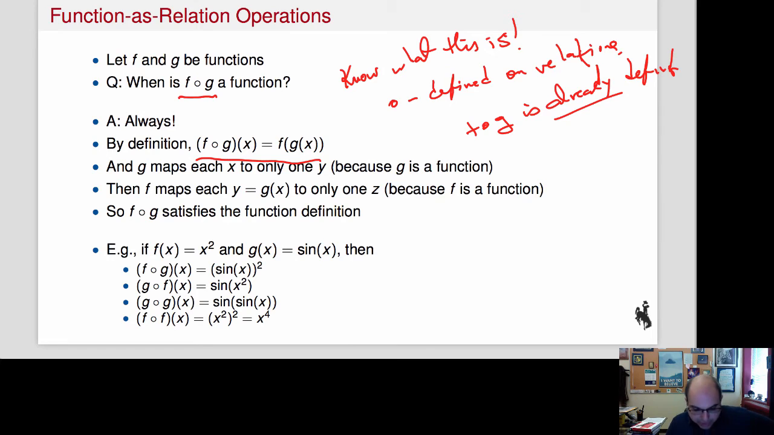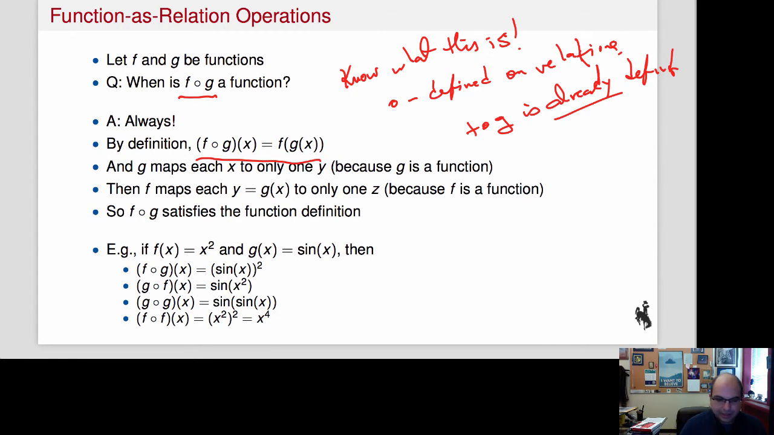f of x equals x squared, g of x equals sine x. So f of g is, well, first I apply g, so x becomes sine x, and then I apply f, so we square that, sine squared x, okay? G of f, on the other hand, first I apply f, so x becomes x squared, and then I apply sine, so I end up with sine of x squared, okay?